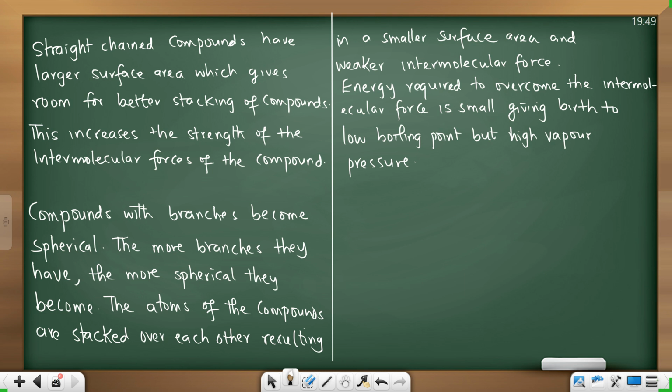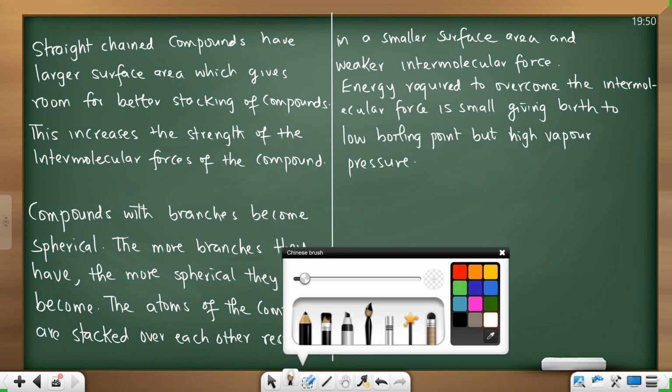Okay, are we done? We need to look at the last one, number 4. I feel like I want to say something here. Let me just put something here quickly before I go to number 4.